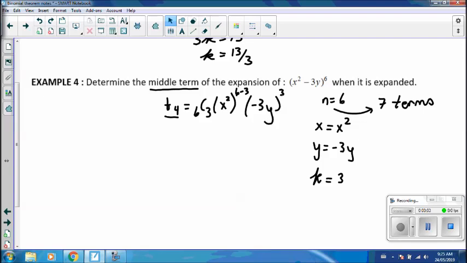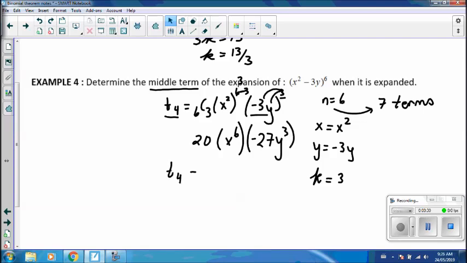And now this time, notice I've got a negative base, but the power is odd. That means my answer is going to be negative for this example 4. So 6 choose 3 is 20. This is x squared to the 3rd power, so that's x to the 6th. Negative 27, right? That 3 applies here and here. And so if I multiply all this out, I get that term 4 is negative 540 x to the 6th y cubed. So that's a common question to find the middle term.